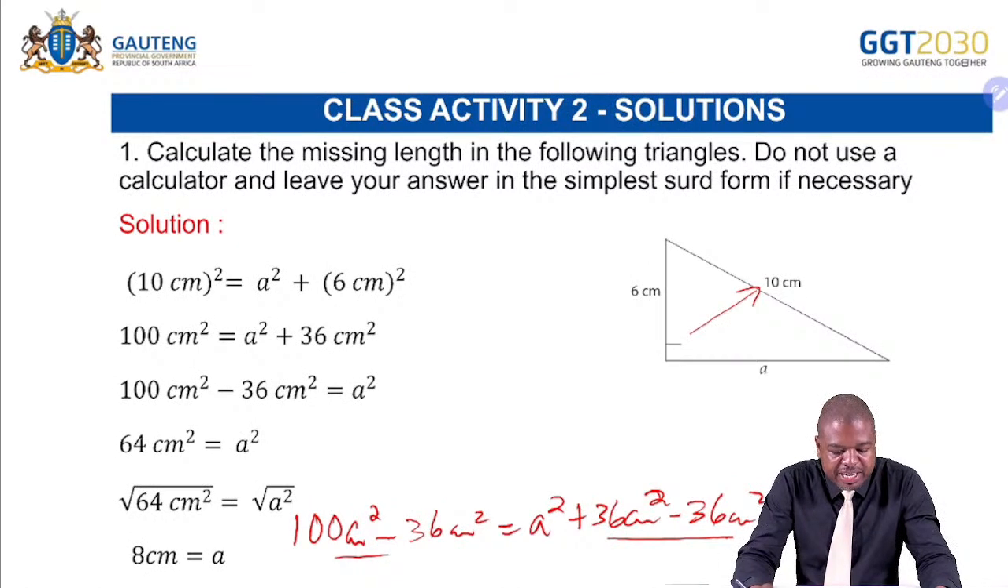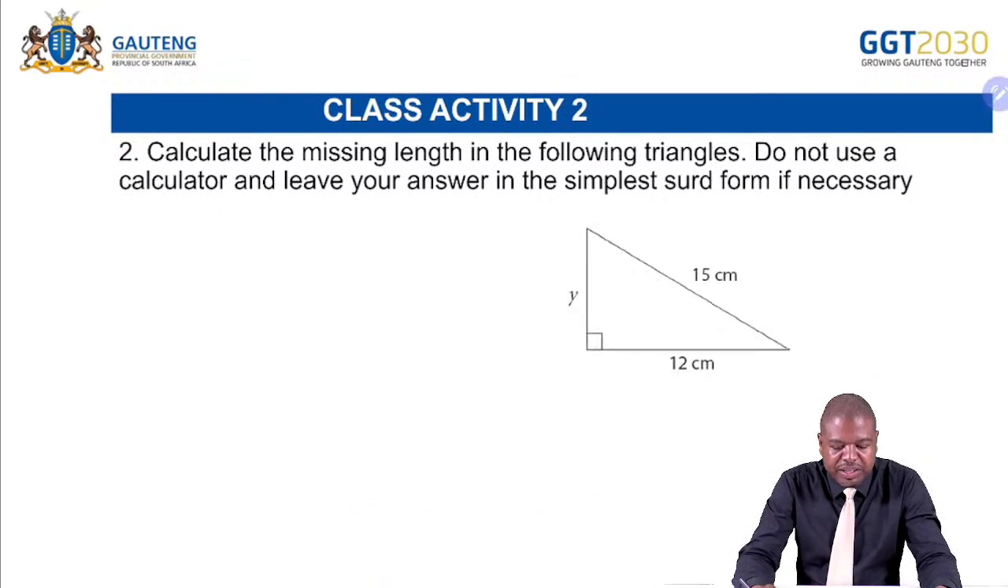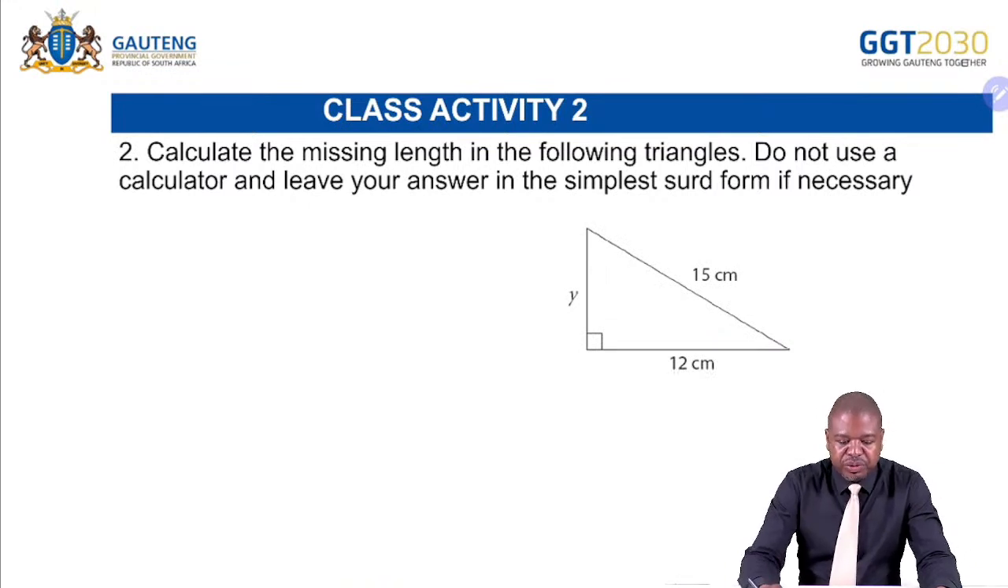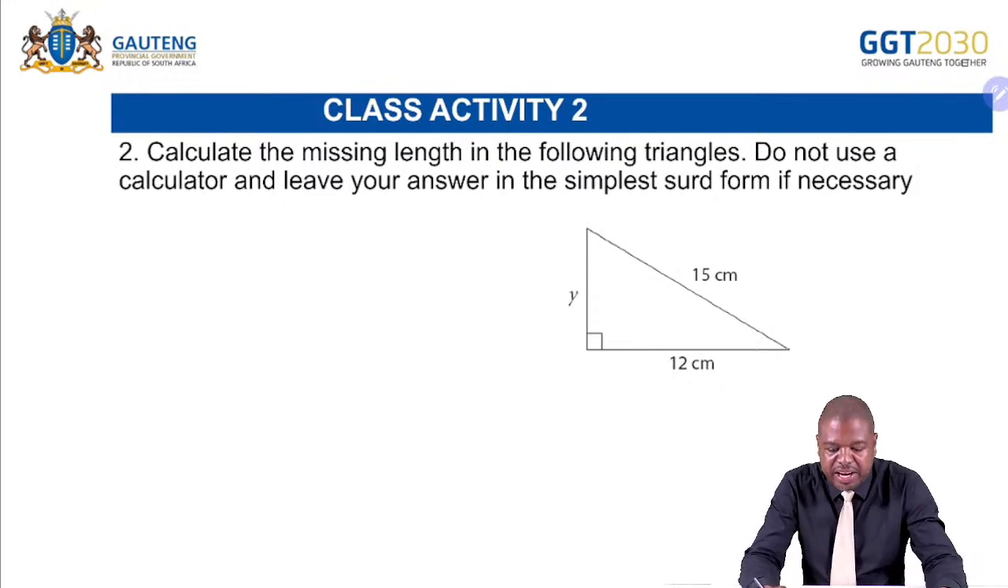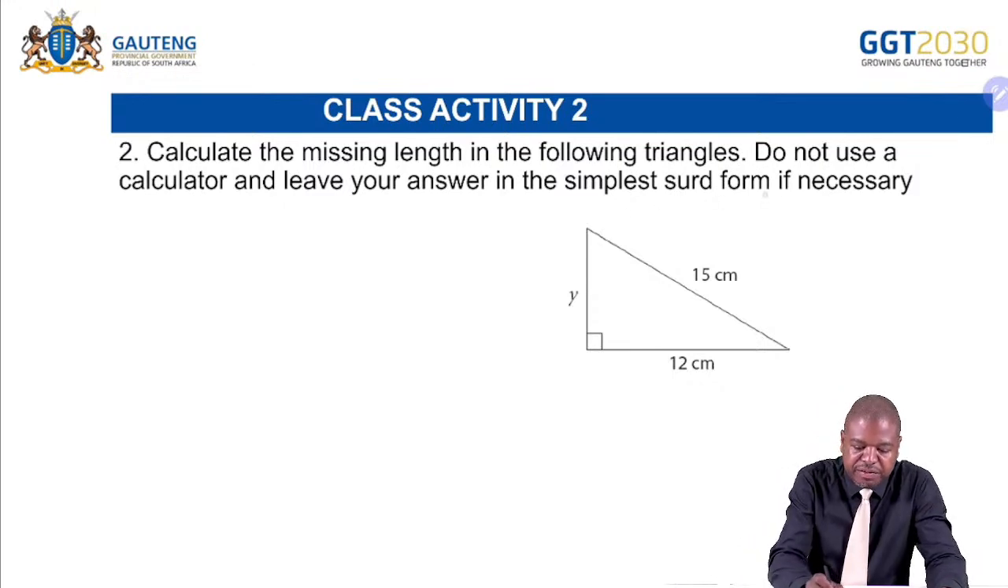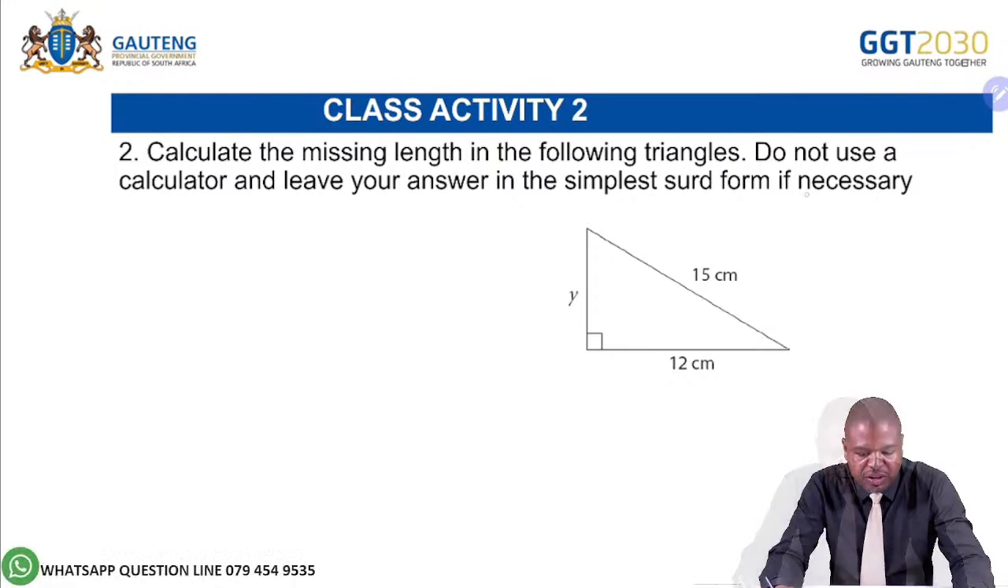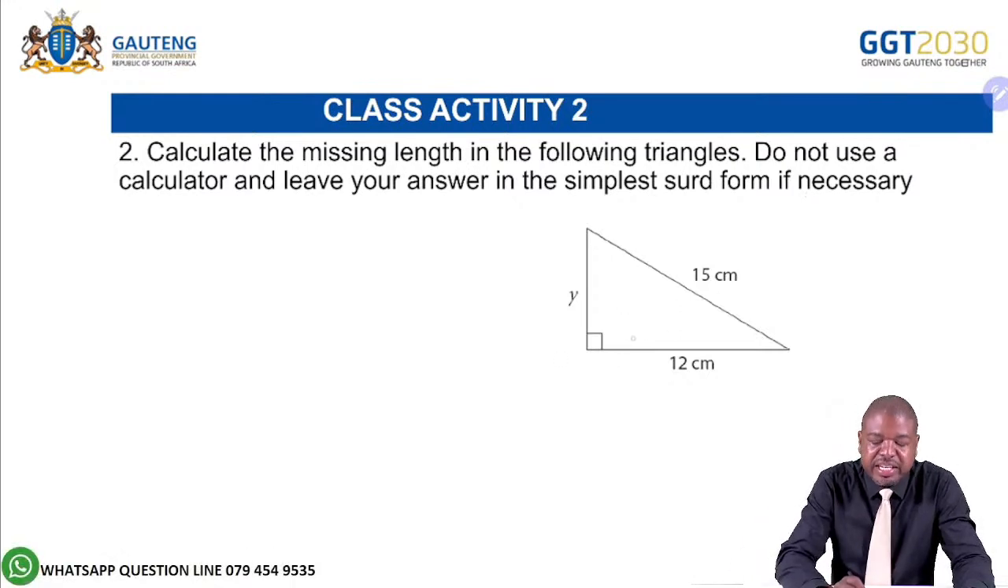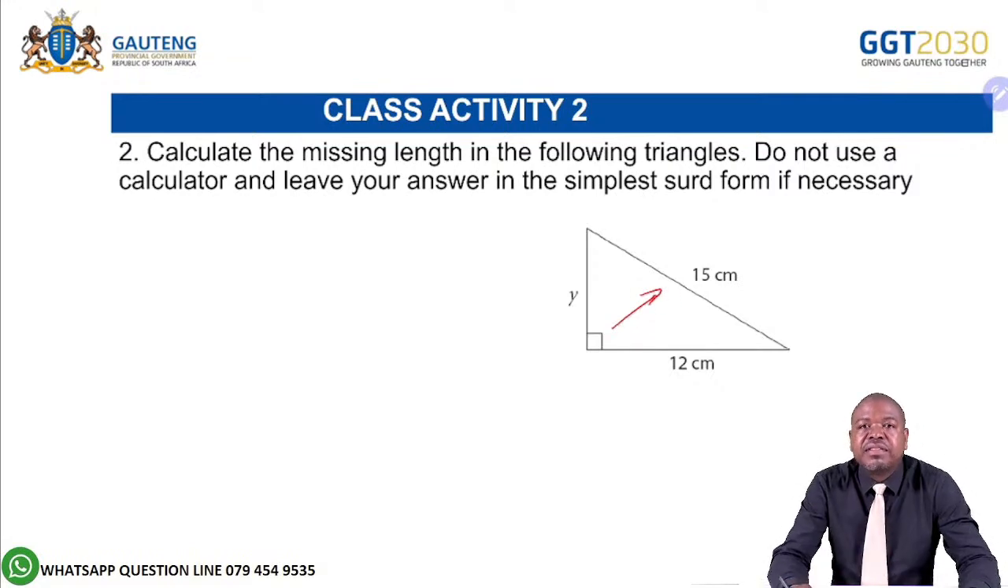Welcome back, great learners. Now let's move on to our second question. Once again, we've been asked to find the missing length and leave our answer in surd form if necessary, right? So we do have our right angle triangle. So for us to find the missing side, we need to use the theorem of Pythagoras. We are given our hypotenuse, which is 15 centimeters, and the other side, which is 12 centimeters, and we need to calculate the value of y.